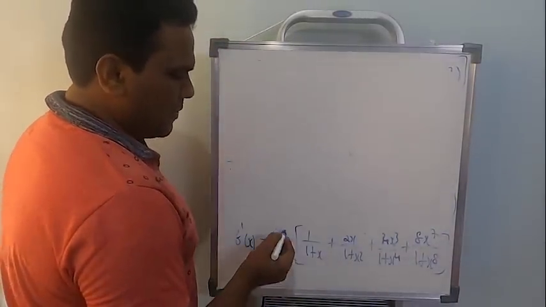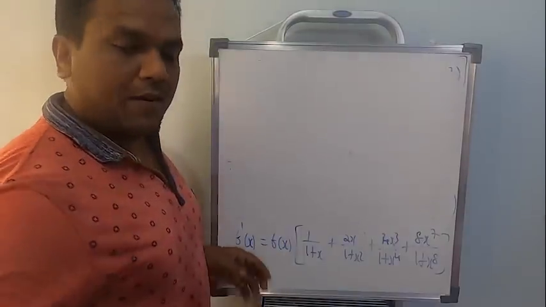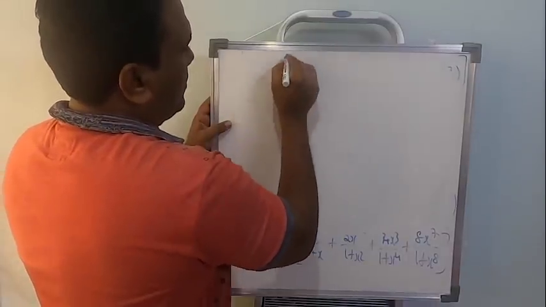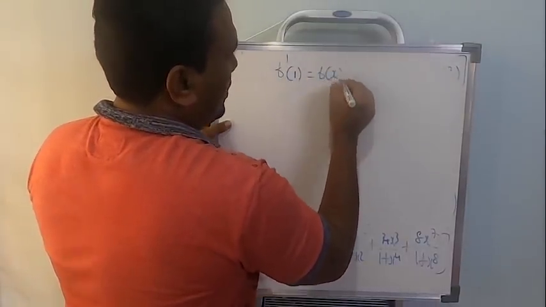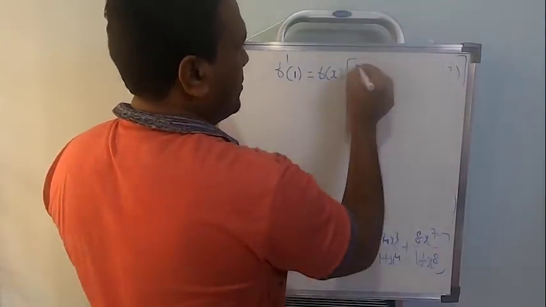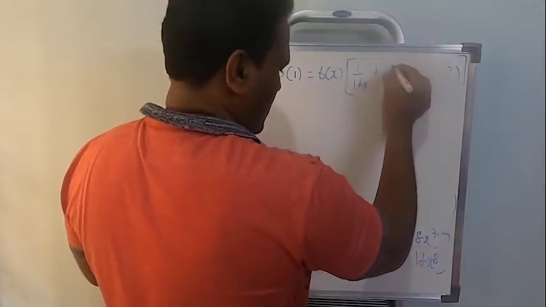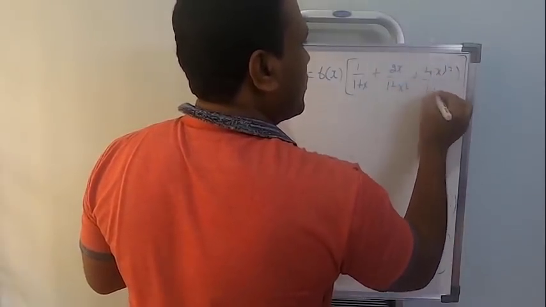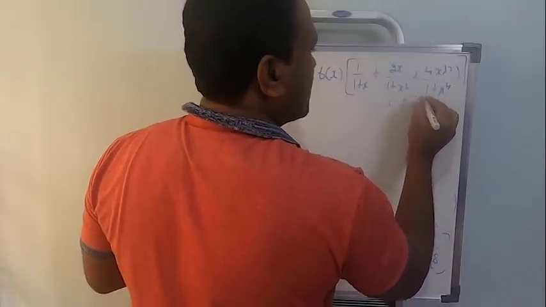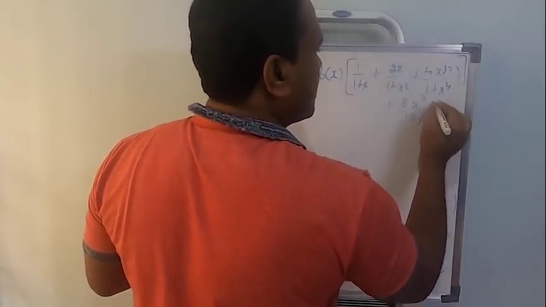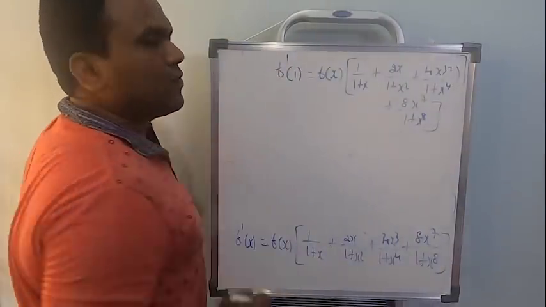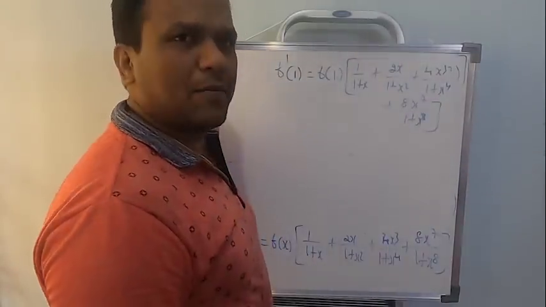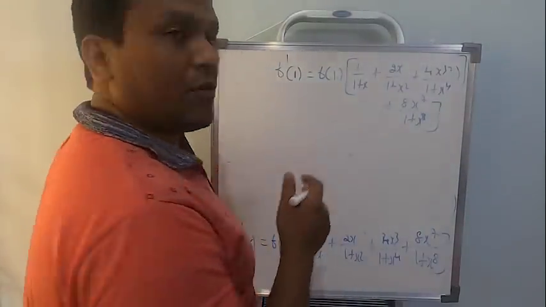In this step, let me find this one separately. We have to find f dash of 1. F dash of 1 will be equal to f of x multiplied by 1 by 1 plus x plus 2x by 1 plus x square plus 4x cube by 1 plus x power 4 plus 8x power 7 by 1 plus x power 8. The meaning of f dash of 1 is f of 1: wherever x is there, just keep replacing it by 1. So that's the meaning of f dash of 1.